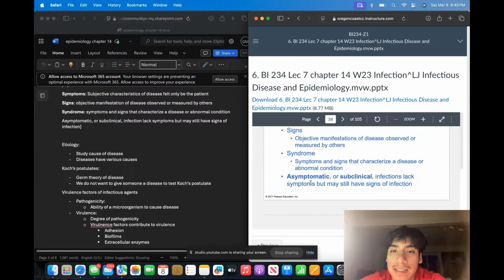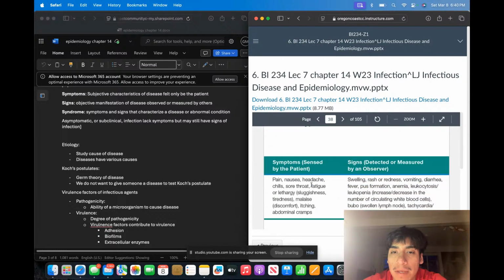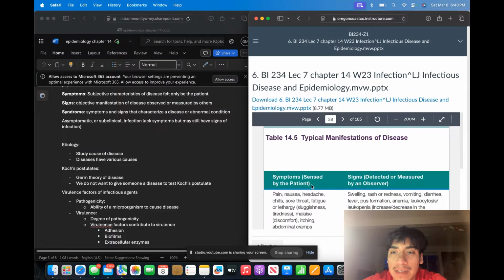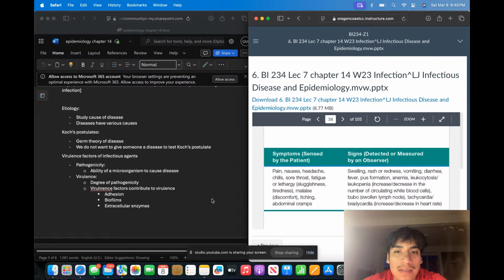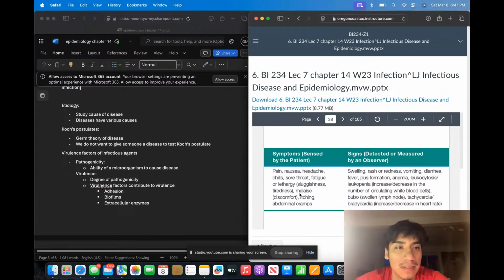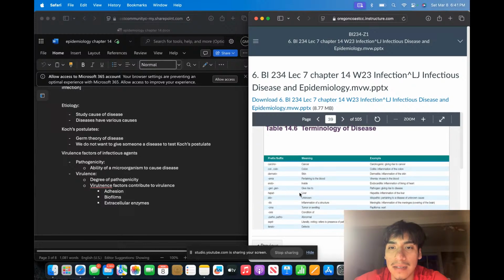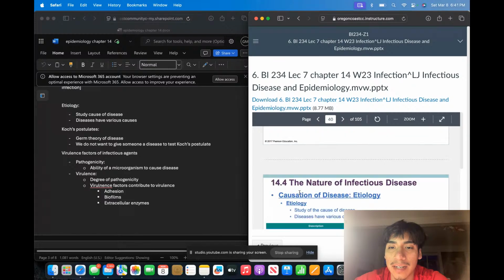So yeah, here we have some notes. Asymptomatic or subclinical infections lack symptoms but may still have signs of infection. All right. Typical manifestation of disease. So, here's some more examples. Symptoms: pain, nausea. You can't really measure pain, can't really measure nausea, but signs, like swelling, you can see. All this stuff, you can pause and read that if you would like. Terminology of disease, he said we didn't really need to know, but just take a quick look at it if you want.